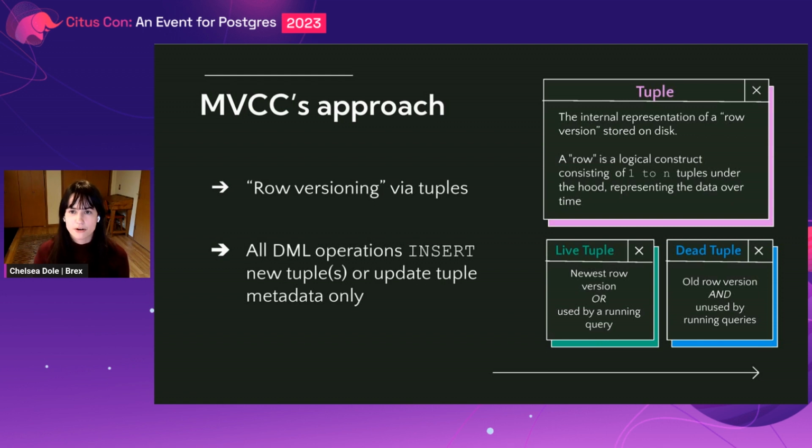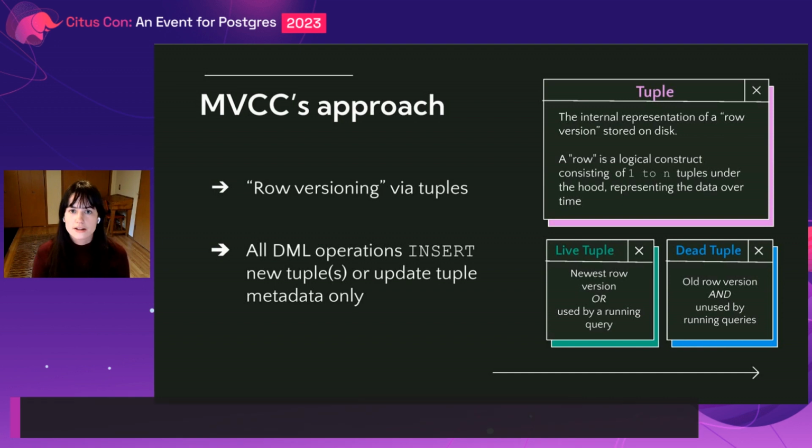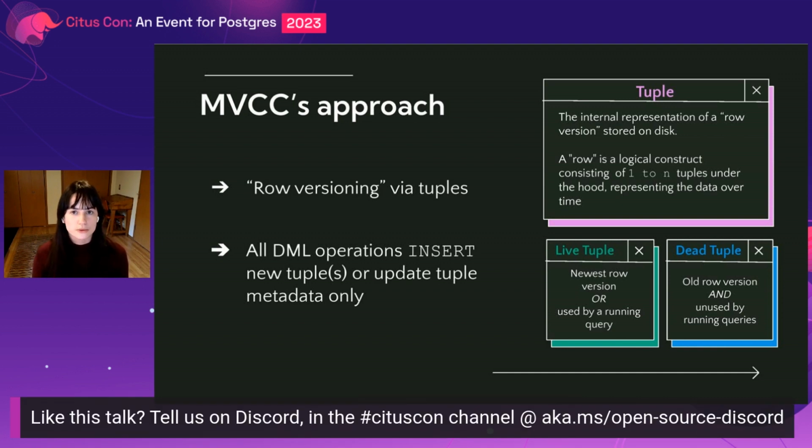MVCC takes an approach that focuses on the MV of the MVCC, the multi-version part. Basically, it implements row versioning via tuples. A tuple is the internal representation of a row version that's stored on disk. I think of a row as a more logical construct. It's the logical idea of a row. But what actually comprises the row stored on a database's disk is one-to-n tuples under the hood. Those tuples represent how the data has changed over time.